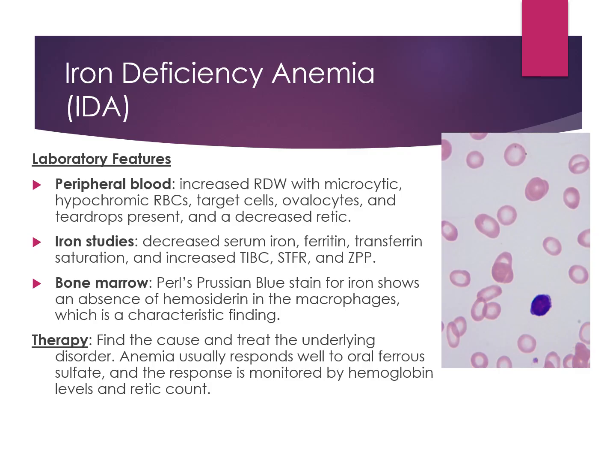We are going to look at some chemistry tests. So we've talked about iron studies, which will see a decreased serum iron, a decreased ferritin, decreased transferrin saturation, and an increased TIBC, STFR, and ZPP. At this point, the doctor may decide to do a bone marrow biopsy so that he or she may see what's happening within the bone marrow.